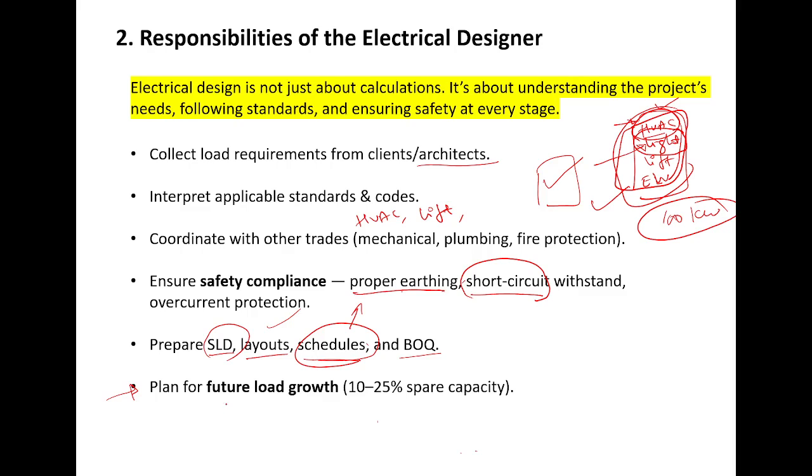So what we do, we plan for future load growth. We plan up to 20 years of future plan. We design a building or power system by keeping this in mind at least. So we take between 10 to 25% spare capacity. So in future, if your client adds about 10 kilowatts or 25 kilowatts of additional load on this power system, it can work properly. There will not be any issue.